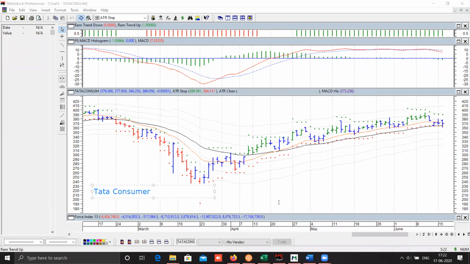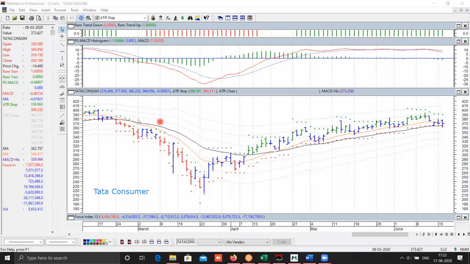This is the daily chart of Tata Consumer. We can see here, post the correction that we had in March, it was a steep correction. After that, mostly we will be hearing in the market about V-type recovery, the recovery in the prices. This is kind of a V-type recovery. Price dropped into a steep bottom and afterward it straight away comes up.